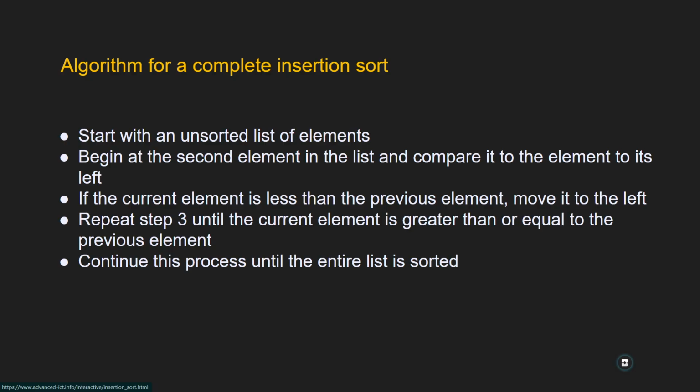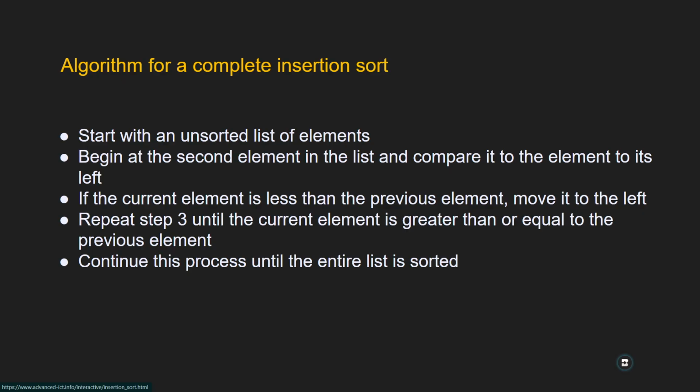So here is a quick recap. First of all, we have an unsorted list of elements in our hand, and we begin at the second element in the list and compare it to the elements to its left. If the current element, the beginning is the second, is less than the previous element, move it to the left. The word is move it to the left.